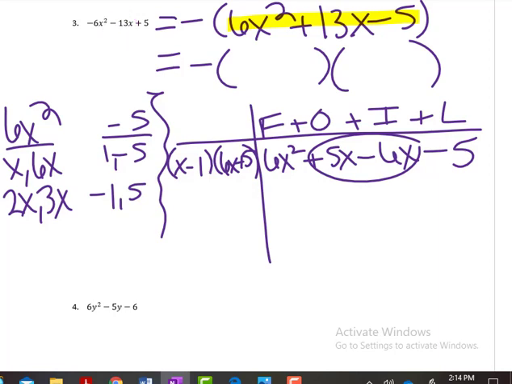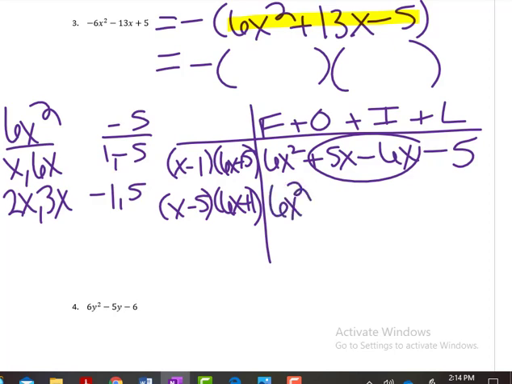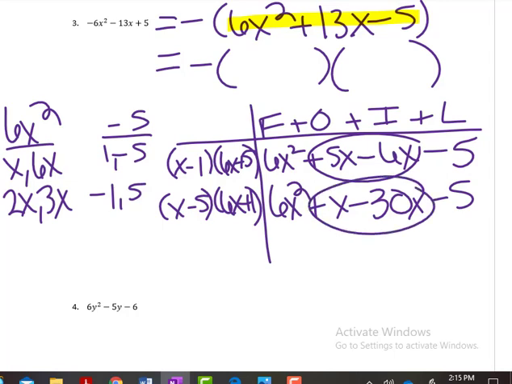So let's go ahead and change their order. And with that, I have x minus 5 times 6x plus 1. Okay, so I go first, outer, inner, and then last. Now I notice what I end up with, combined x and minus 30x, is negative 29x. It's not what I needed there. I need that minus 13. So neither of these worked.